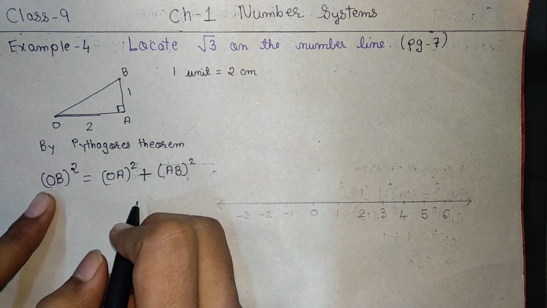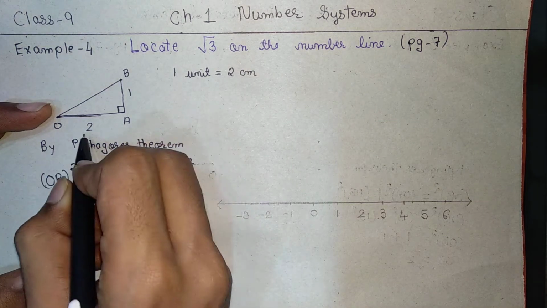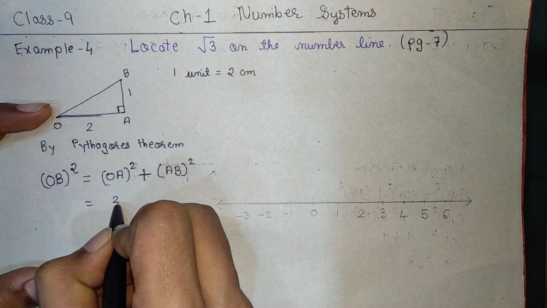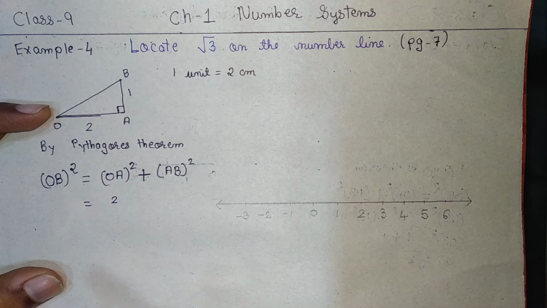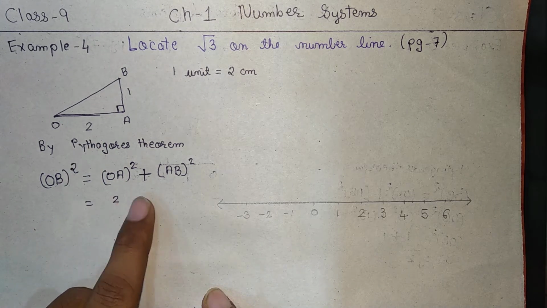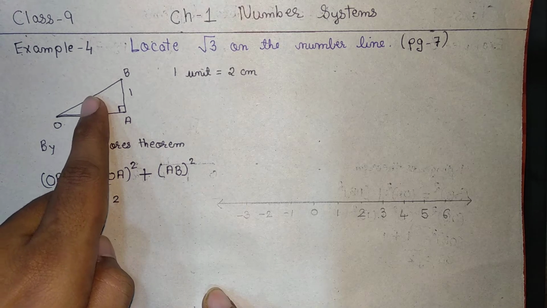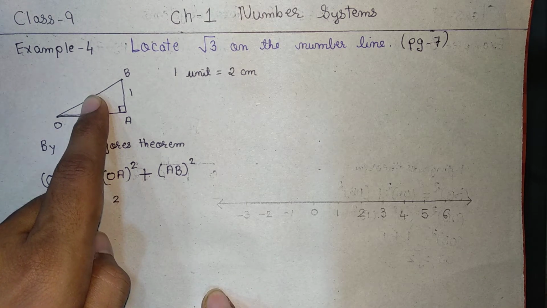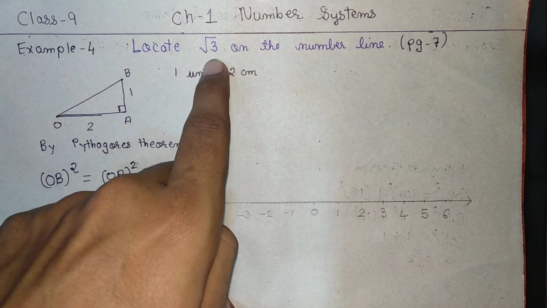Now do we know OB? No, we do not know OB. Do we know OA? Yes, OA is 2. So it is the square of 2, which is 4, and 4 plus 1 becomes 5. So our OB will be root 5, but here we want root 3.